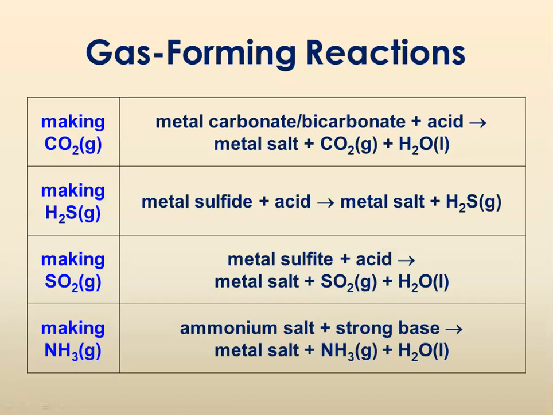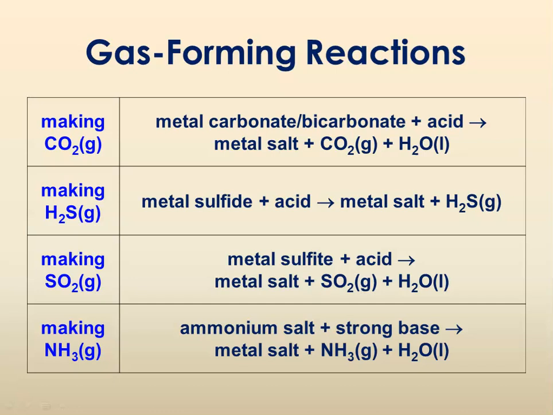So if we have a metal carbonate or bicarbonate present, that's the vinegar and baking soda reaction that you probably saw with volcanoes when you were younger. They will make an ionic compound as well as carbon dioxide gas and H2O. When you have a metal sulfide react with an acid, you will make a metal salt and hydrogen sulfide gas. When you have a metal sulfite react with acids, you'll make an ionic compound as well as sulfur dioxide and water. And then finally, when you have an ammonium salt react with a strong base, you'll make an ionic compound as well as ammonia and H2O.